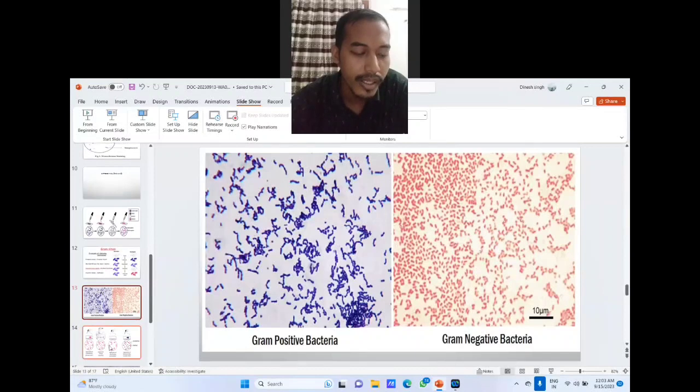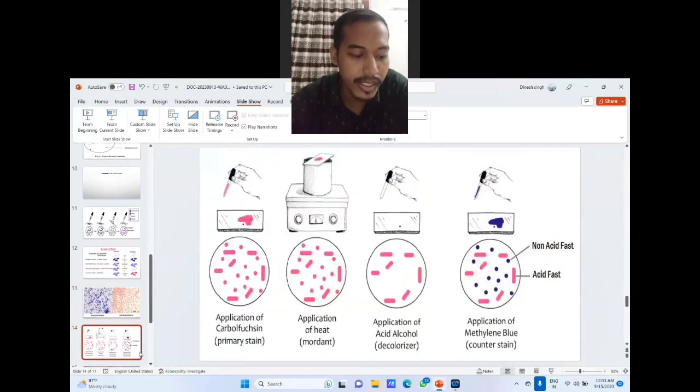The next differential stain is the acid fast staining. Acid fast staining is mainly used for Mycobacterium tuberculosis, the main causative agent of TB among the Indian population and all over the world. We also call it the Gill stain because it was first developed by Gill and later modified by Neelsen. So we call it the acid fast specialized stain. We also call it the ZN stain.